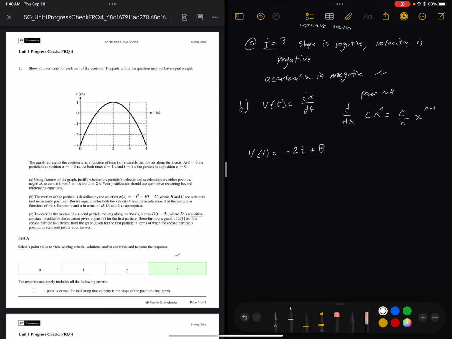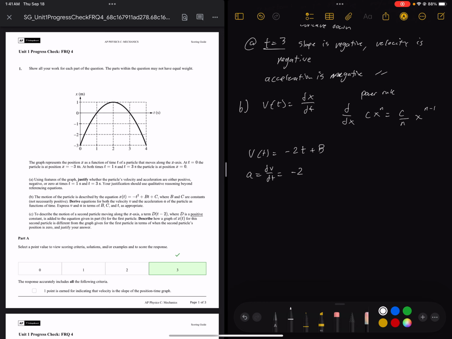And then I do the same thing for the acceleration. I know acceleration is dv over dt. So I'm going to take the derivative again, and I get negative 2. The derivative of just a constant is 0. And then here I have negative 2t. The derivative of that, we reduce the exponent by 1 and multiply by what the exponent was, so it just ends up as negative 2.